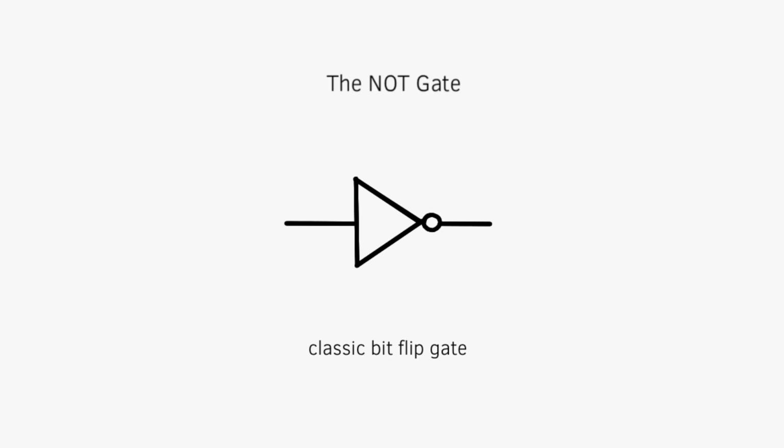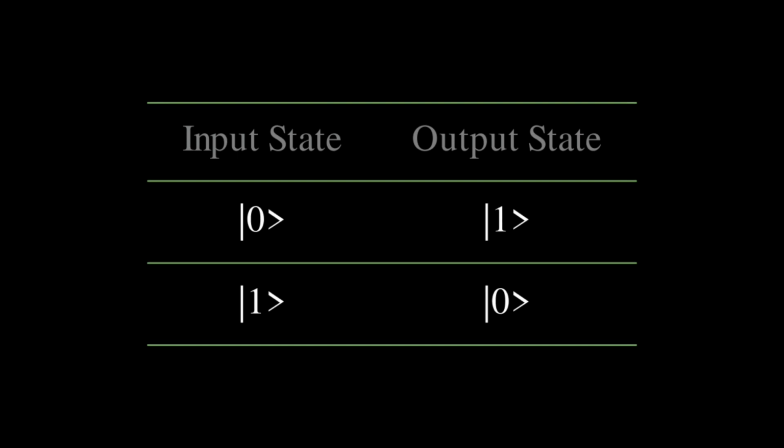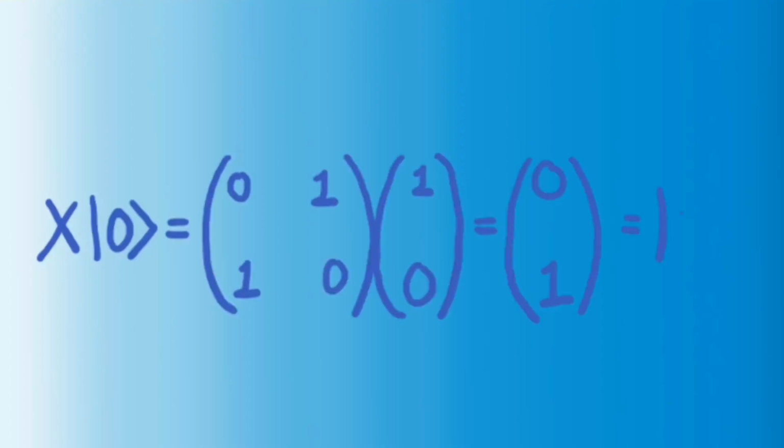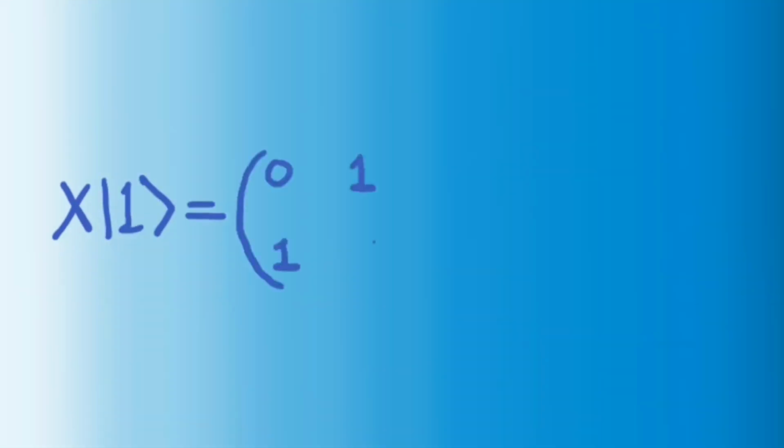Hence, it flips a ground state or 0 qubit to its excited state, that is 1, and the other way around. This is how we can prove its operation mathematically. It is essentially a matrix vector multiplication. We can understand the operation visually as well.